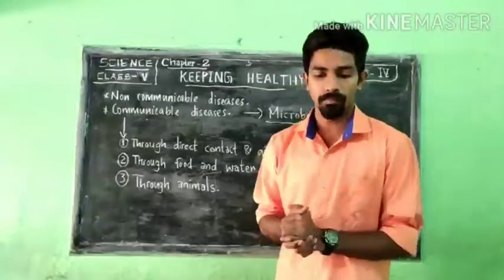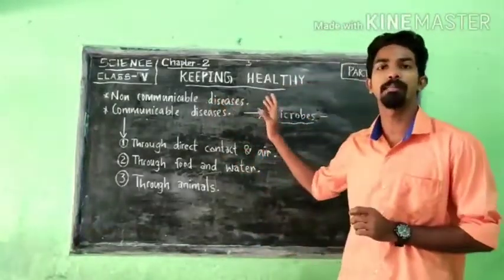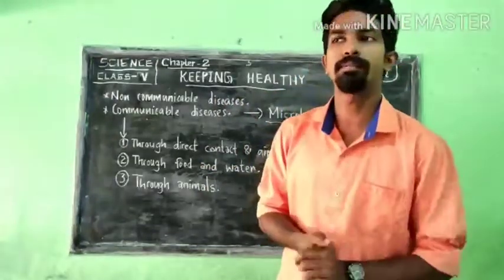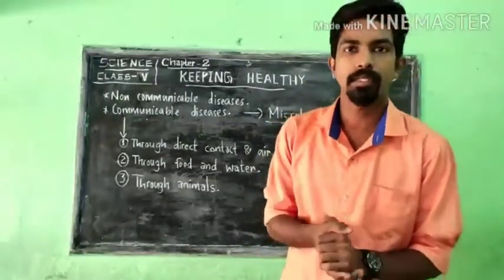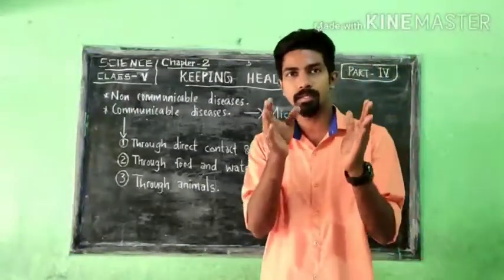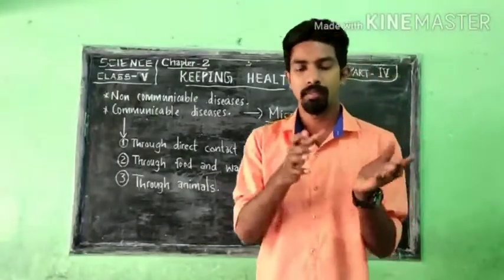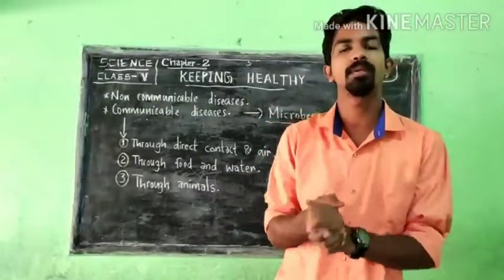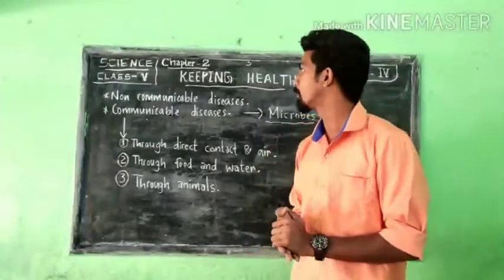Today we are going to study communicable diseases and non-communicable diseases. In the last video we discussed different types of deficiency diseases like rickets, scurvy, etc., and I told you in the last part of that video that those are the diseases which cannot spread from one person to another person. Such types of diseases are called non-communicable diseases.